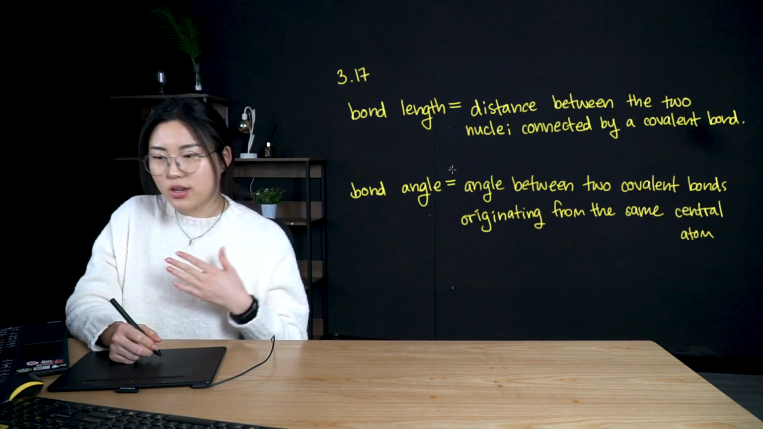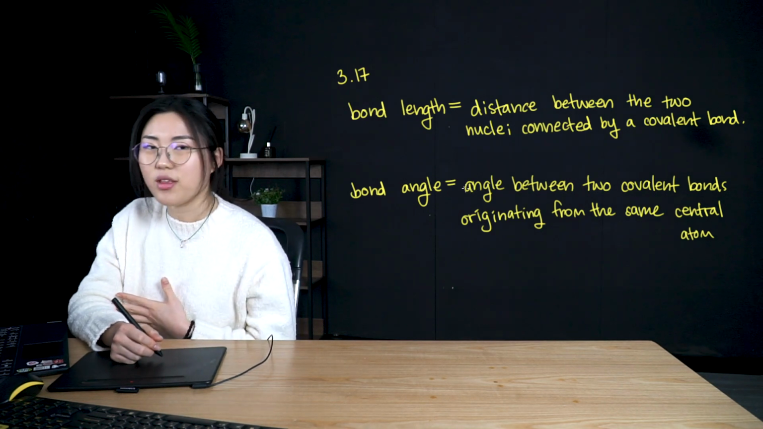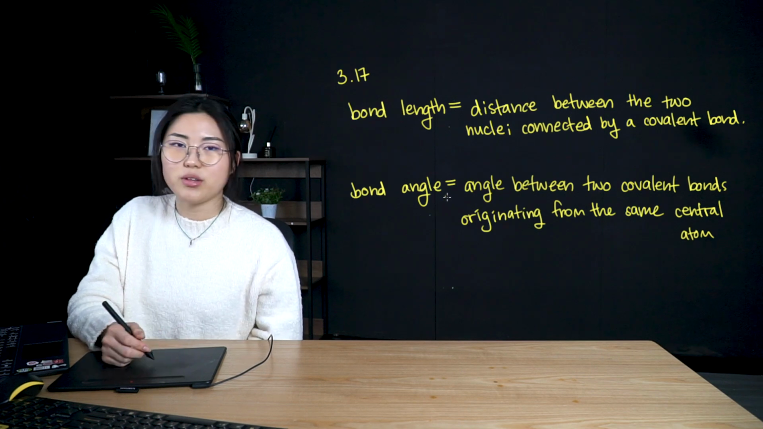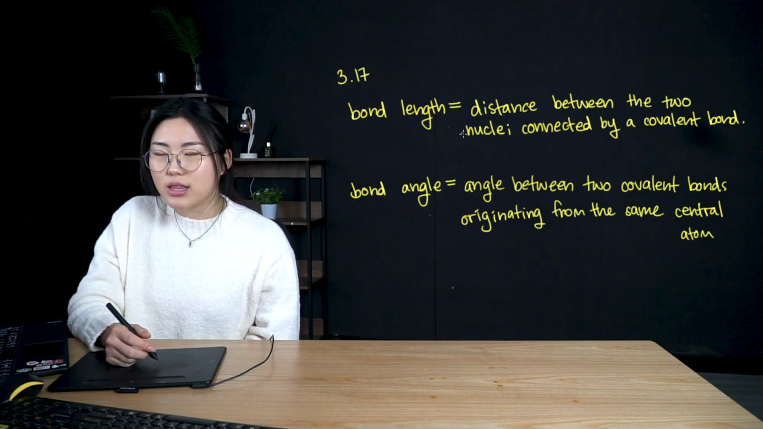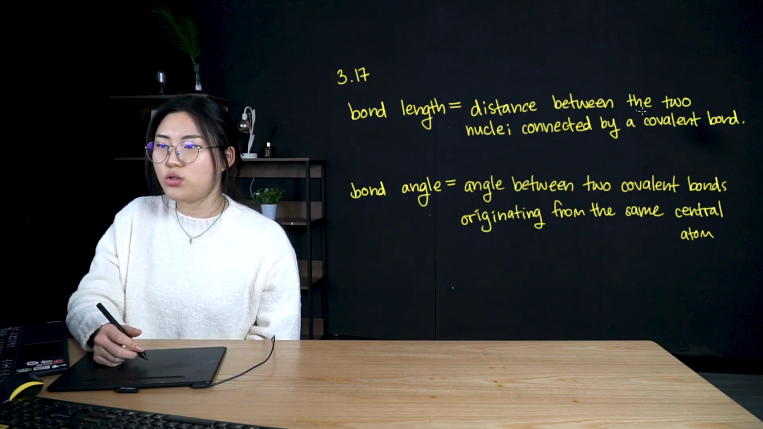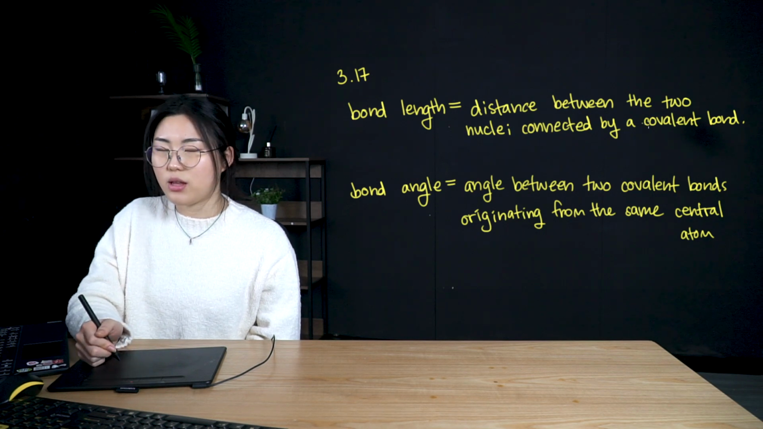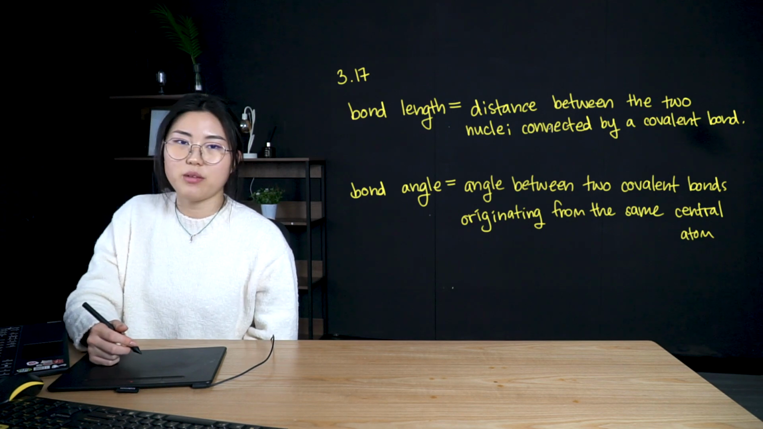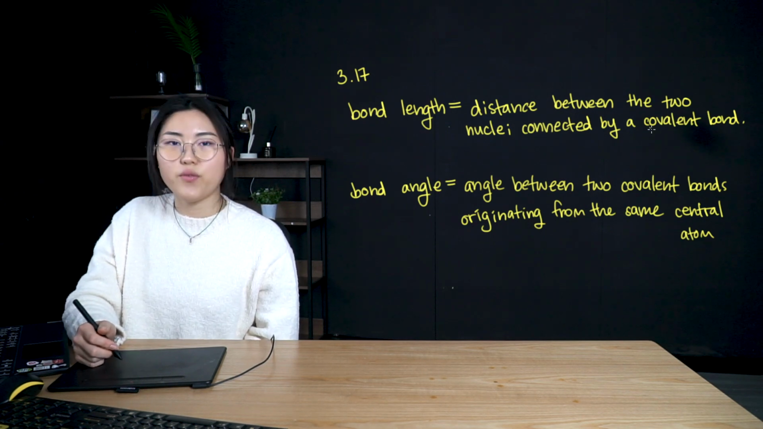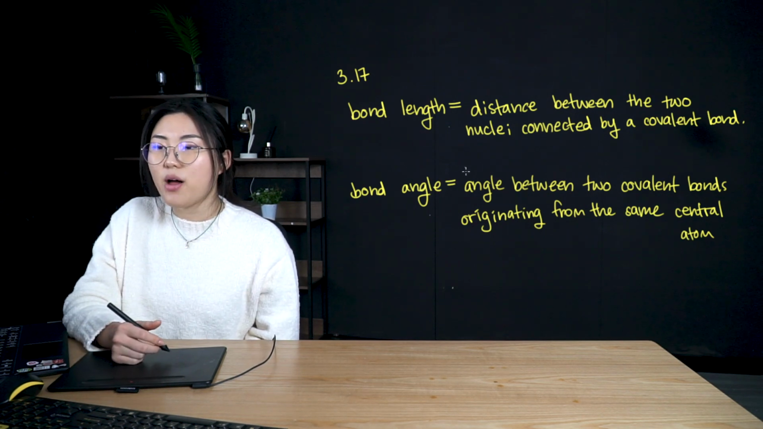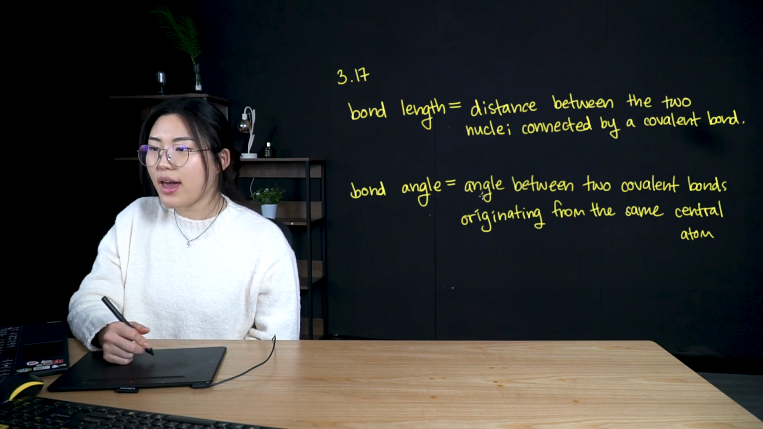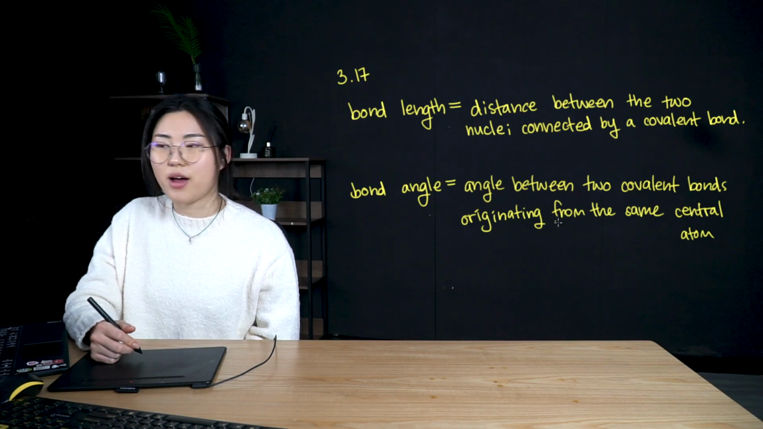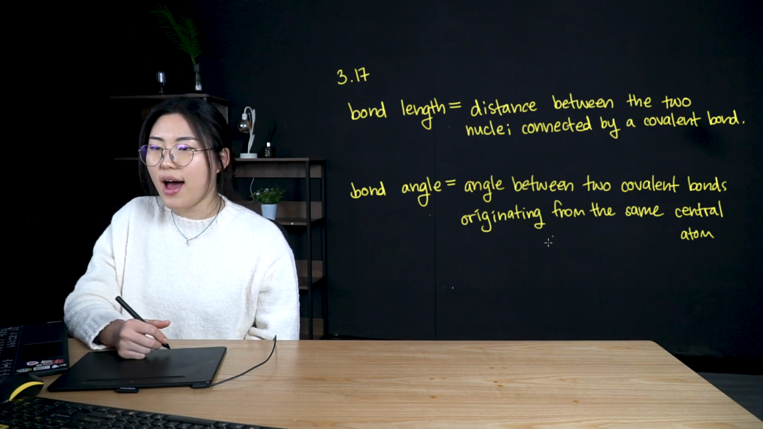Before we actually look at the shapes of molecules, one more thing. We have the bond length and the bond angle, so we need to know the definitions of them. The bond length is the distance between the two nuclei connected by a covalent bond. So when we're talking about bond length, we're predominantly just talking about covalent bonds. And we have the bond angle. It's the angle between two covalent bonds originating from the same central atom.